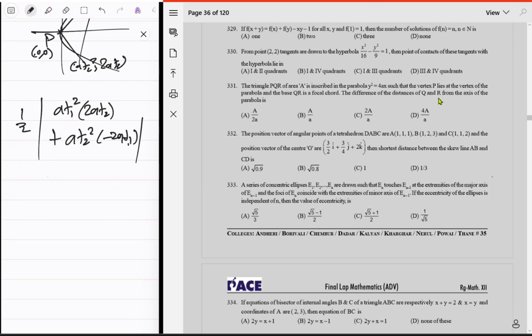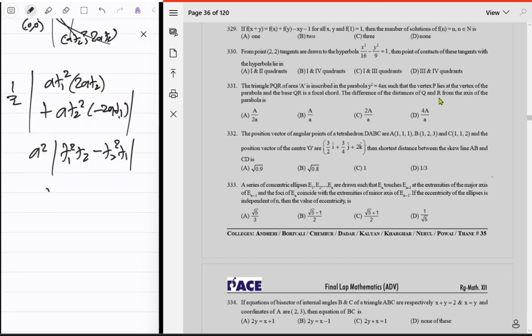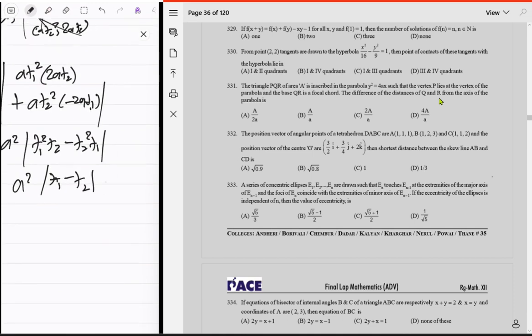2a square comes out, just a square, and then you've got this thing t1 square t2 minus t2 square t1. Like t1 t2 is just -1, so it doesn't matter, it just cancels, like a squared, just have mod of t1 minus t2. That's our area basically.